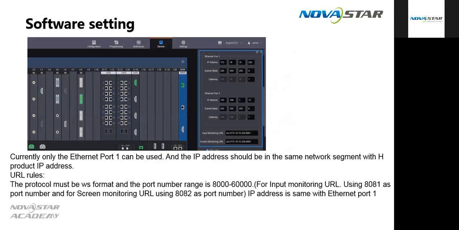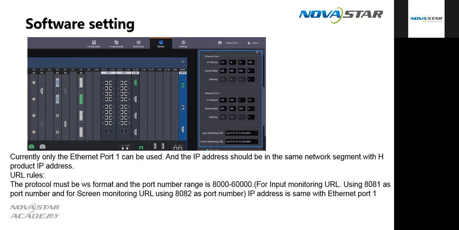Now let's see what we should do for the software setting. Currently only Ethernet port 1 can be used, and the IP address should be in the same network segment as each product's address. That means you are using the same switch for the preview card and control card, and they are in the same network segment.